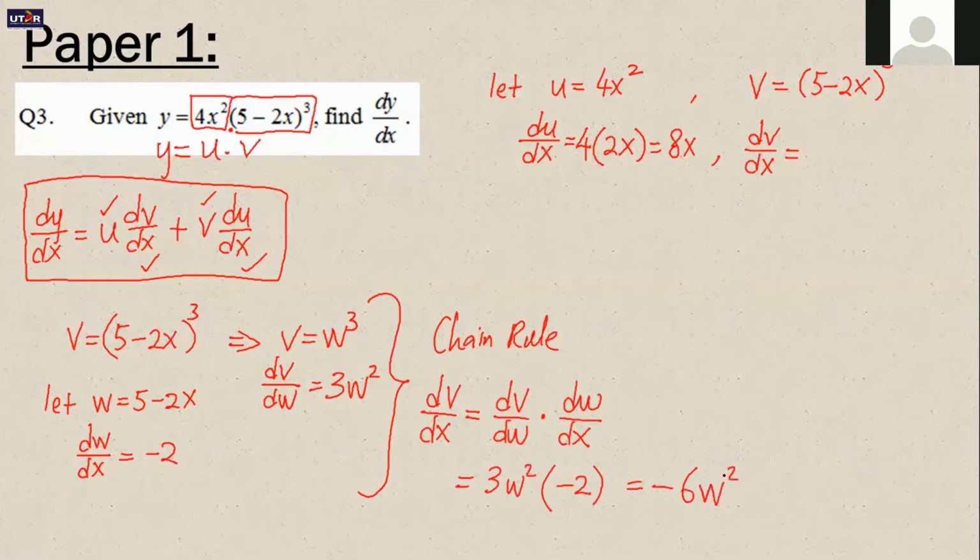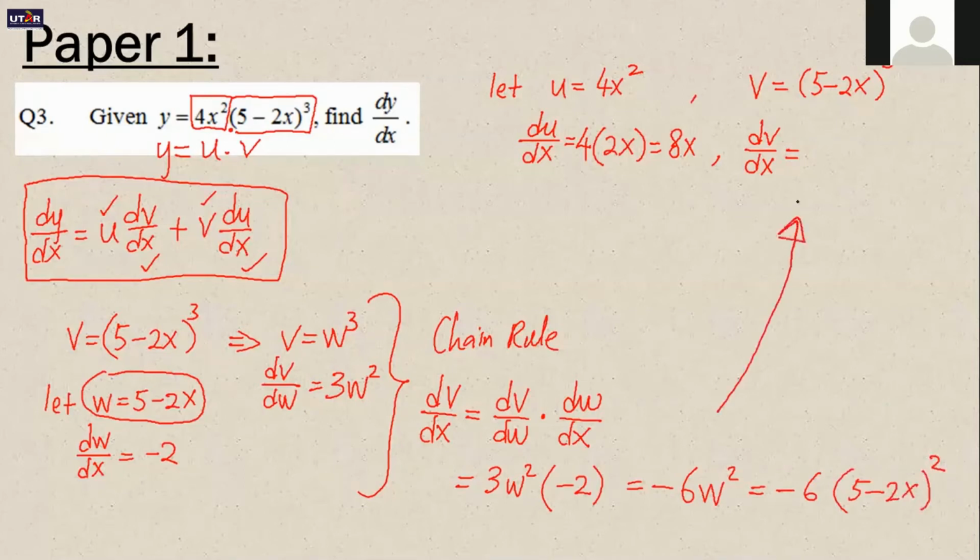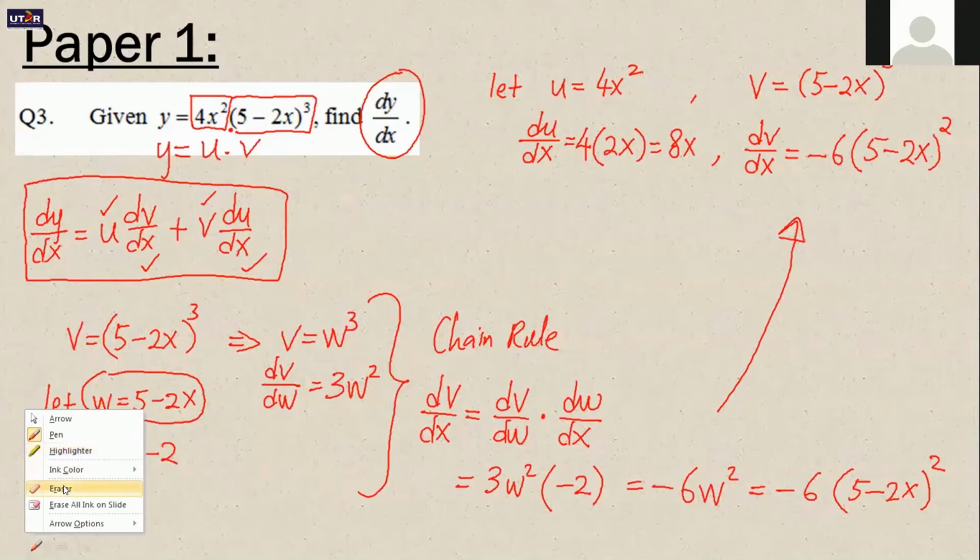But I don't want it in w. I want it in x. So what is your w? According to w here, it will equal to negative 6 times (5 minus 2x) whole thing squared. So by using the chain rule, we find dv over dx, which is negative 6(5 minus 2x) squared. Okay? This is just to find dv over dx. But the question wants to find dy over dx. So we are going to use the product rule to find dy over dx now. Okay?